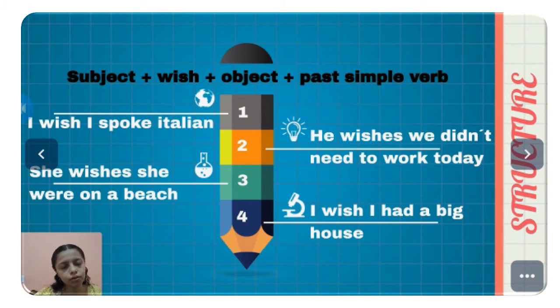First structure: subject plus wish plus object plus past simple verb. For example, one: I wish I spoke Italian. Two: She wishes she were on the beach. Three: He wishes we didn't need to work today. And four: I wish I had a big house.